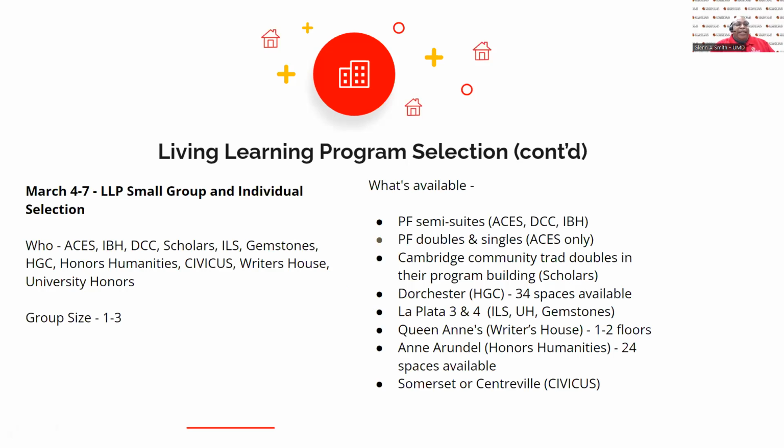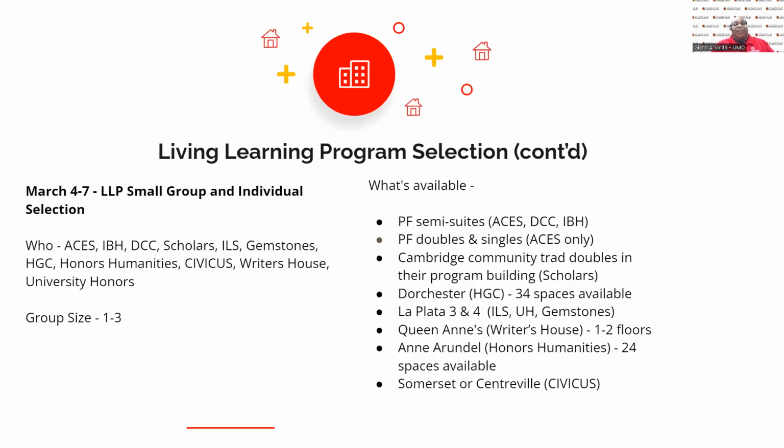So students who are in smaller groups will be able to select as semi-suites as well, and you'll also be able to select a double or single if you are in the ACES program. College Park Scholars will be able to return to the Cambridge community if they so choose. Students who are in Honors Global Communities, there's 34 spaces reserved for you. If you're in ILS or University Honors or Gemstones and you wish to remain in your program atmosphere, we reserve spaces on the Plata 3rd and 4th floors for you.